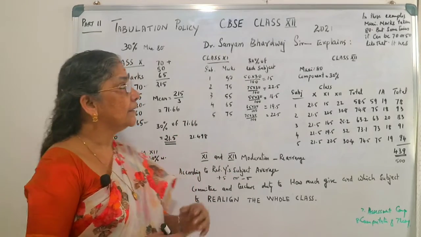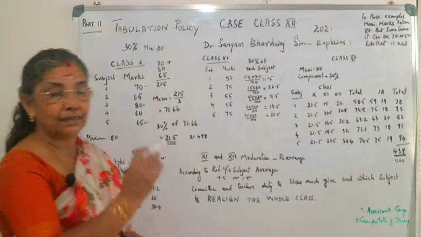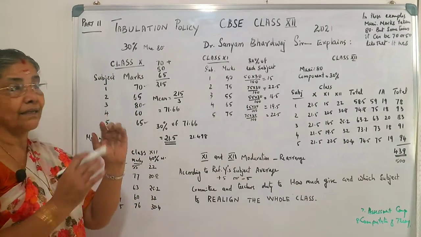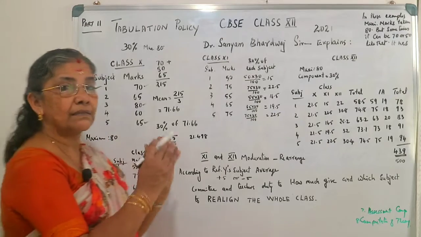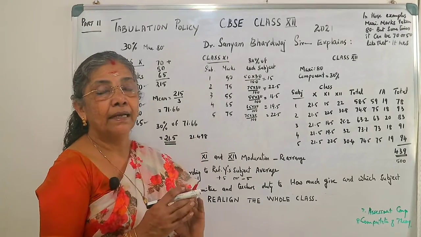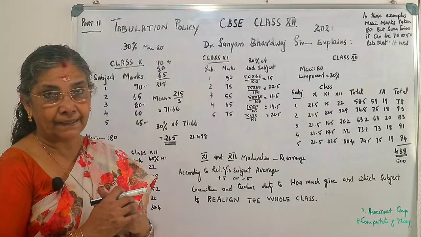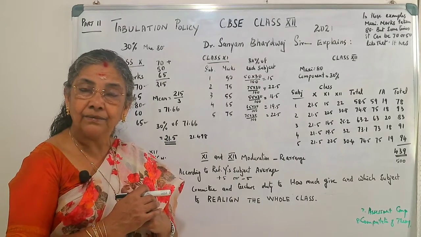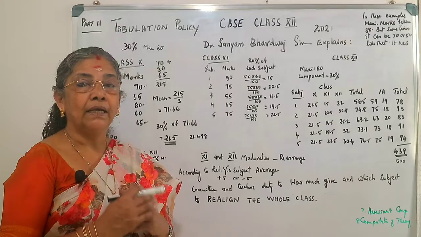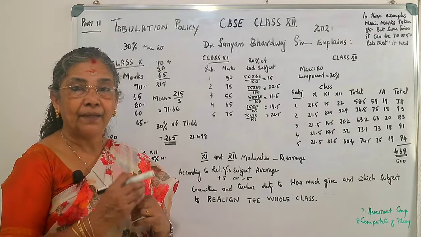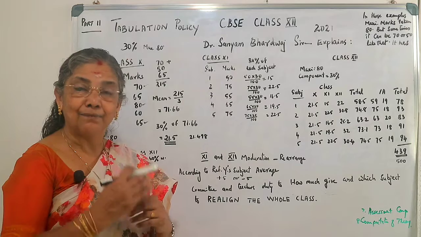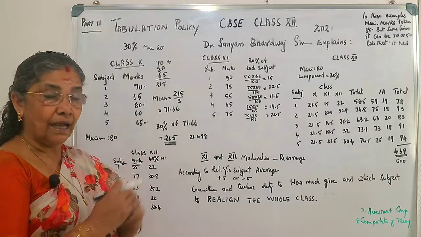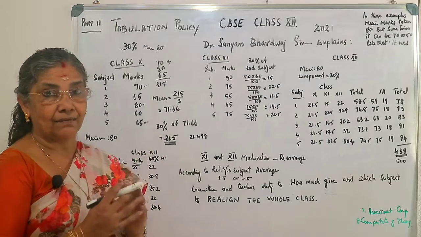First of all, the example sir has taken is class 10. One thing more, all these examples were taken with maximum marks of 80 as theory and 20 as internal. There are variations: some papers are 80, some are 70, some are 50, like that. So according to that you have to make the changes. After learning this, you will understand what to do.